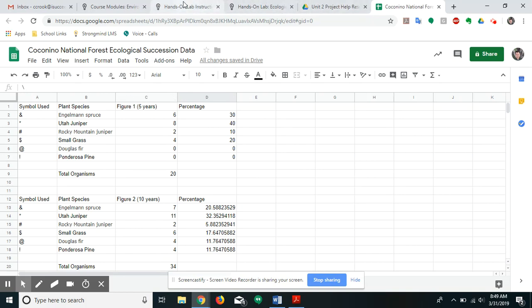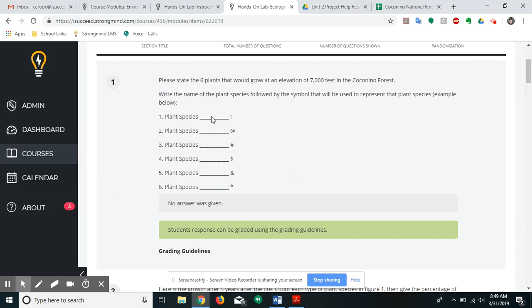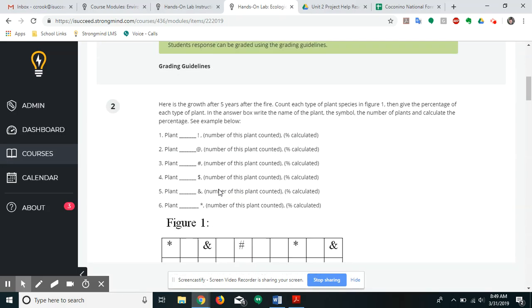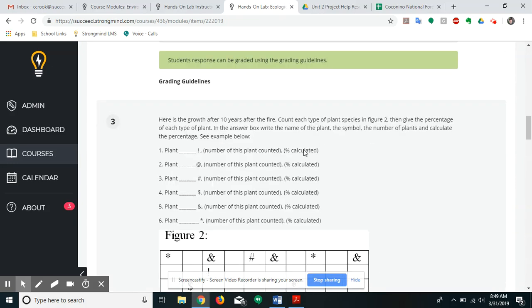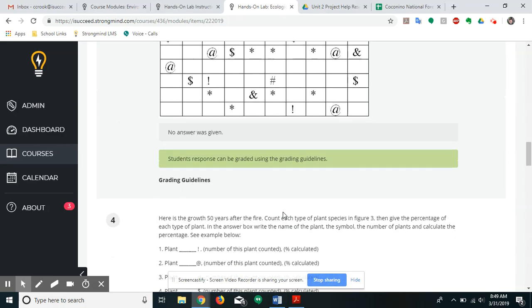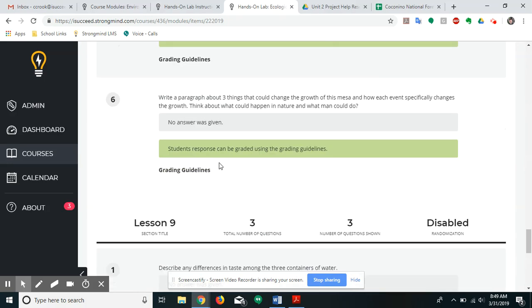And when you get all this data, what you're going to need to do is answer some questions. So these first couple questions, all you're going to be doing is putting in that data that you calculate. Okay, number, percent calculated, so you'll put that percentage there. Same thing for this one, so you're going to do this for every single figure.